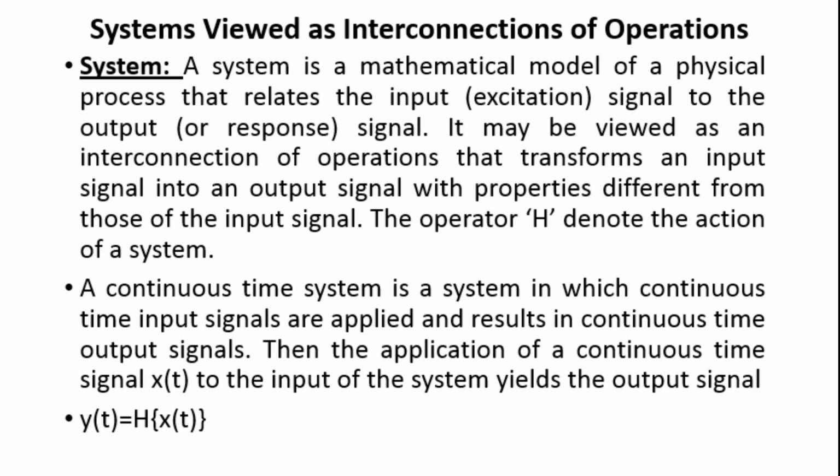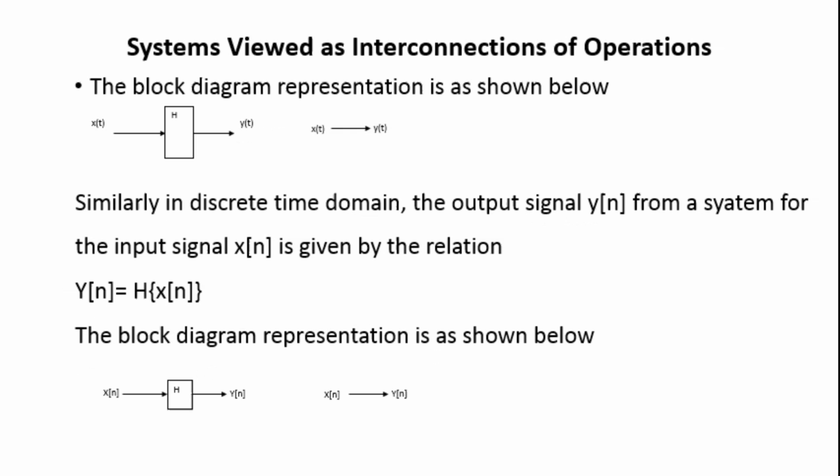A continuous time system is a system in which continuous time input signals are applied and result in continuous time output signals. When the application of a continuous time signal x of t to the input of the system yields the output signal y of t, which is equal to H into x of t. The block diagram representation is as shown here. We can see x of t is the input and y of t is the output.